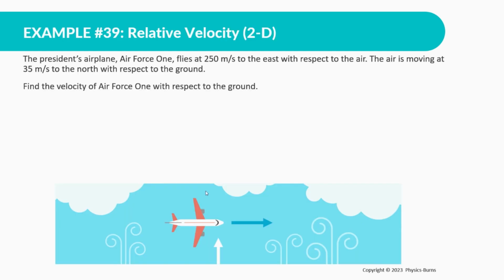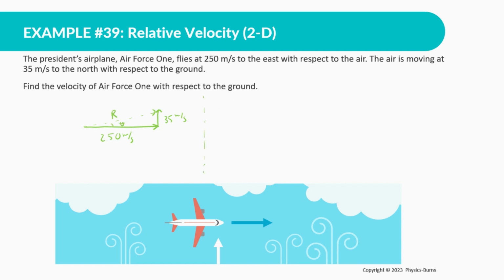The president's airplane, Air Force One, flies at 250 meters per second to the east with respect to the air. The air is moving at 35 meters per second to the north with respect to the ground. Find the velocity of Air Force One with respect to the ground. Okay, so it shouldn't be too hard at this point. So we have this plane going 250 meters per second, and then the wind is going to be pushing up on it at 35 meters per second. And then we have this resultant vector here with the angle.